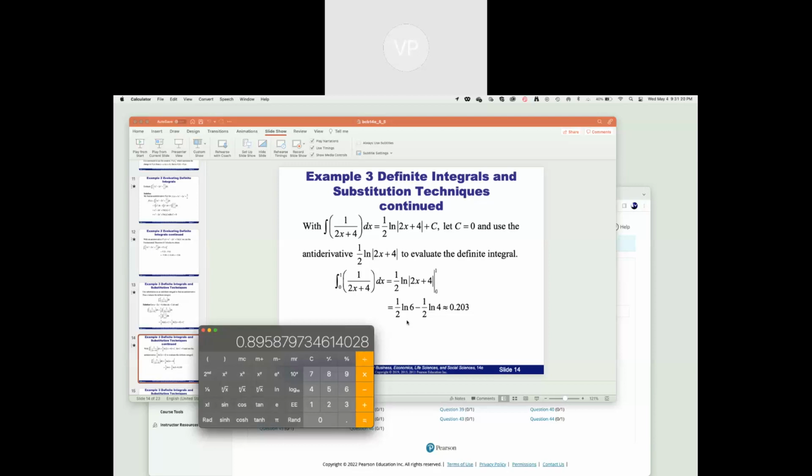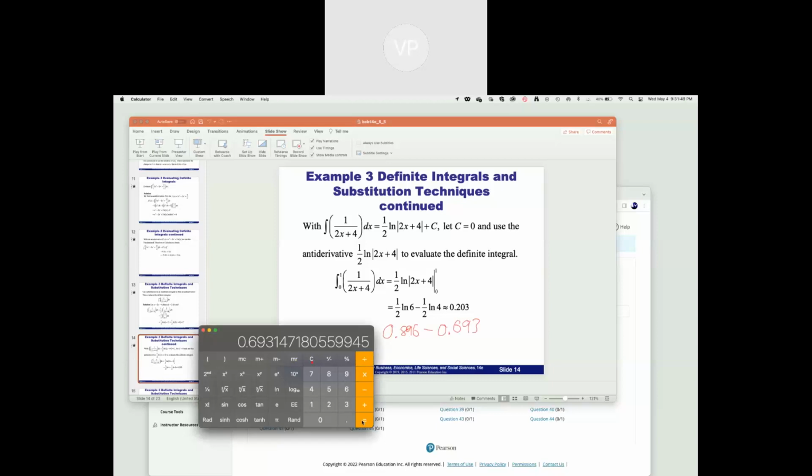This would be a 0.896, I'll call it. Then we subtract what we get for the other one, so then we get natural log of 4, and we divide that by 2 or multiply by half, and that one becomes the 0.693.